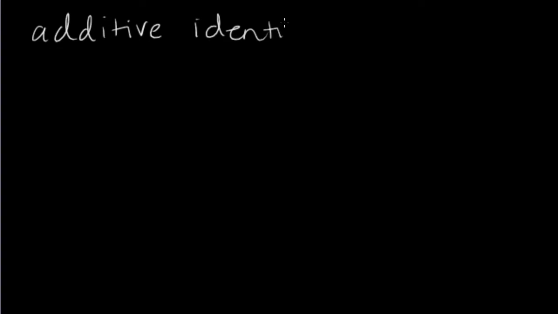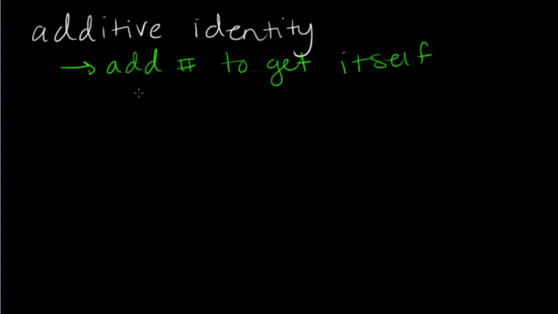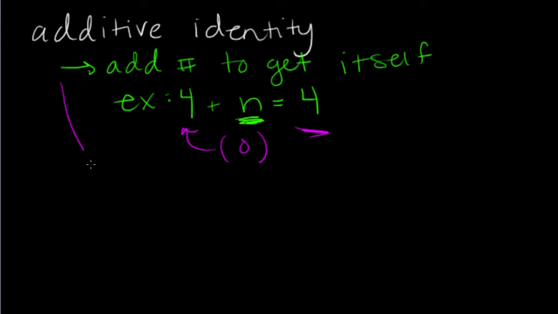Our first identity is going to be the additive identity. In this one, you're going to add a number to the original number to get itself. For example, say your number was 4, and you want the final number that you end up with to be 4. You have to add a number in between that will still give you 4, and that, of course, is going to be 0. 0 is the only number that you can add to another number and still get that number as the answer. So whenever you're dealing with the additive identity, you're just going to add 0. That's the additive identity.